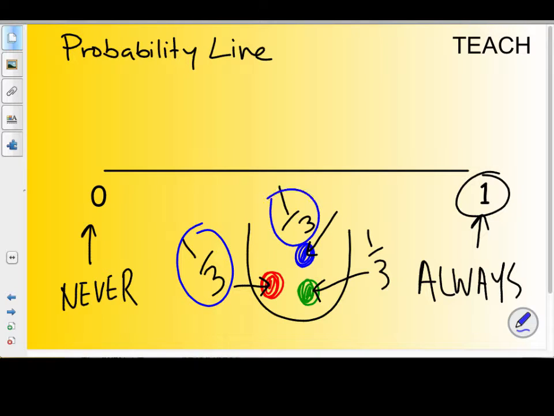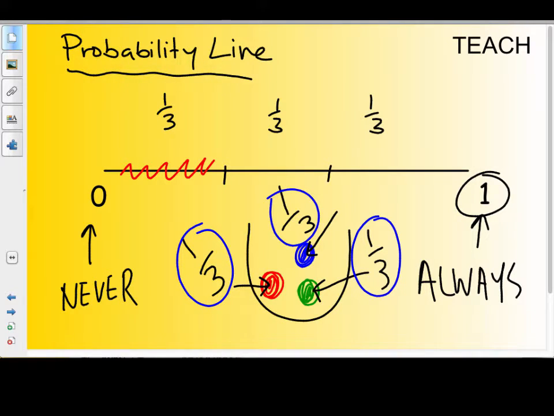That's because it is. And you see, if we divide up our probability line into thirds, there's a third of a chance it'll be red, a third of a chance it'll be blue, and a third of a chance it will be green. And can you see how a third plus a third plus a third, of course, equals 1? I hope that you can.